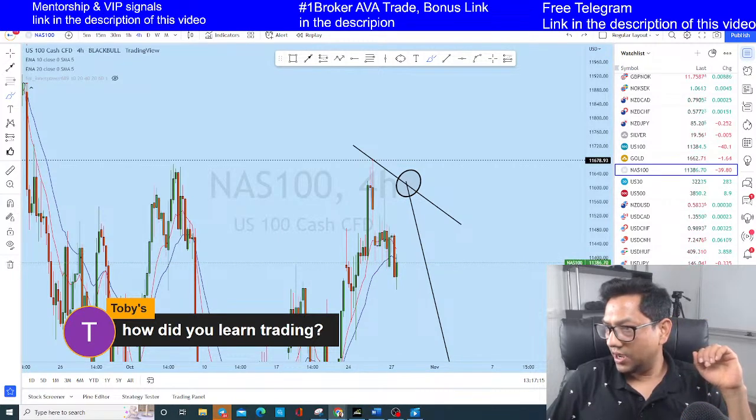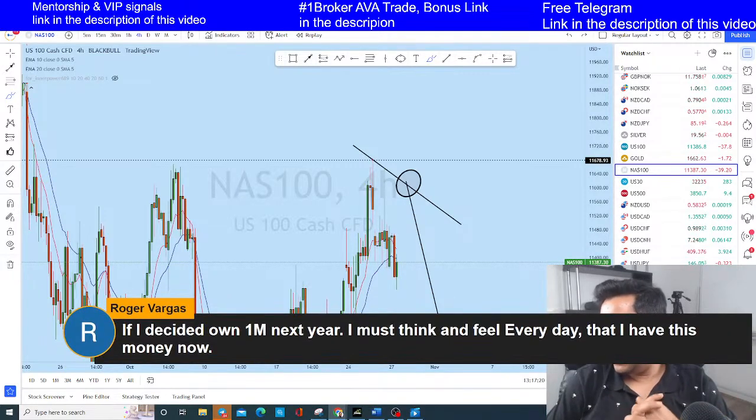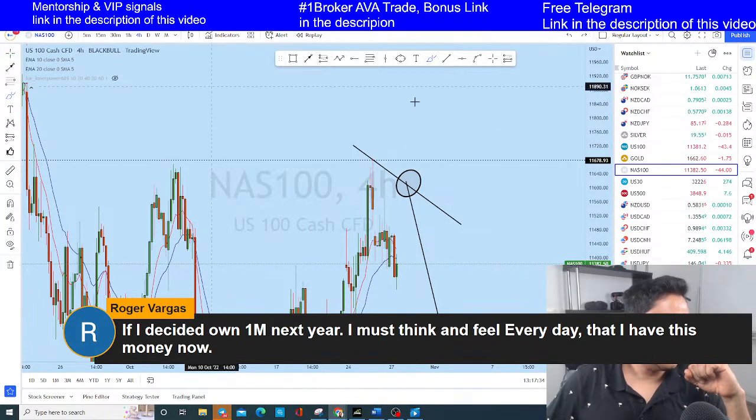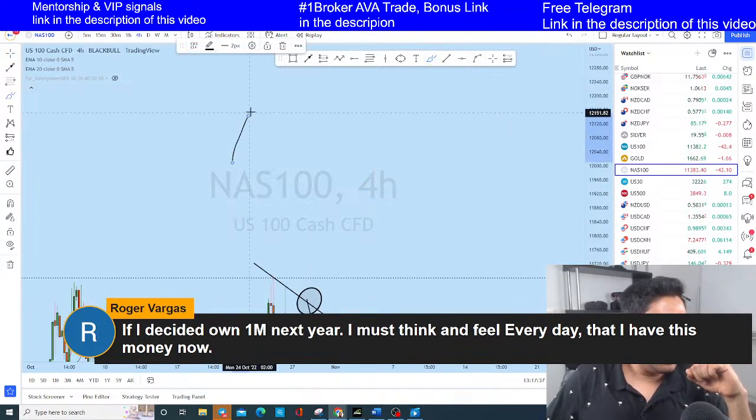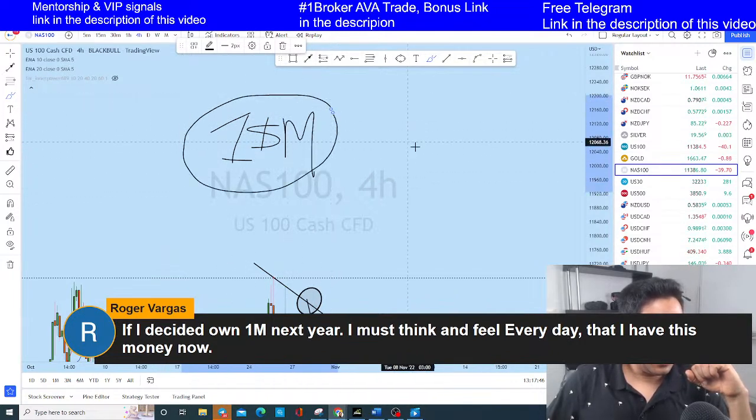If I decide on 1 million next year, I must think and feel every day that I have this money now. Okay, Roger, absolutely correct. So let me tell you the mechanism behind it, and then we'll go to another analysis. Let's say you want to have 1 million by next year, then you must feel and think in the same way, right?